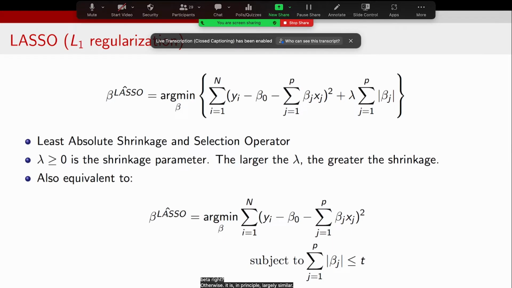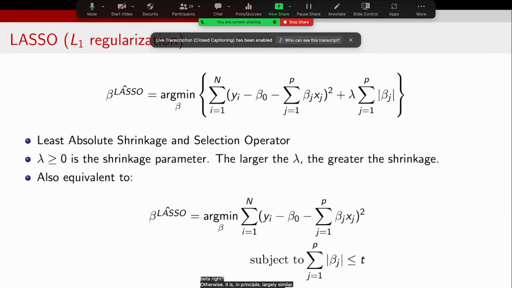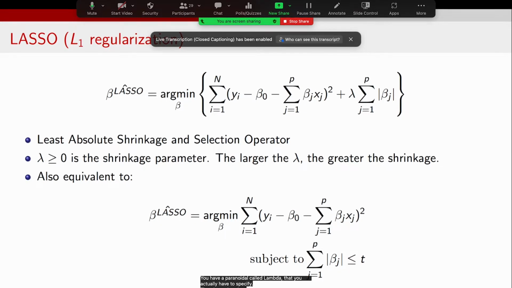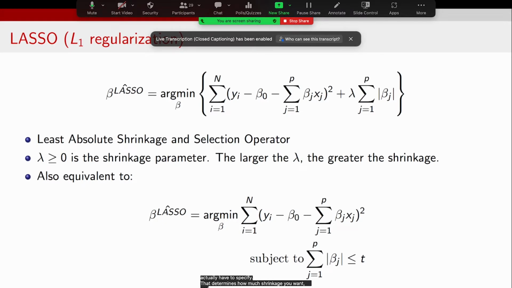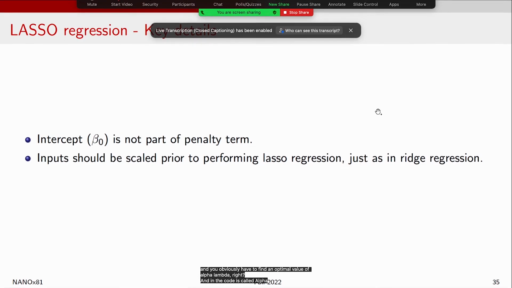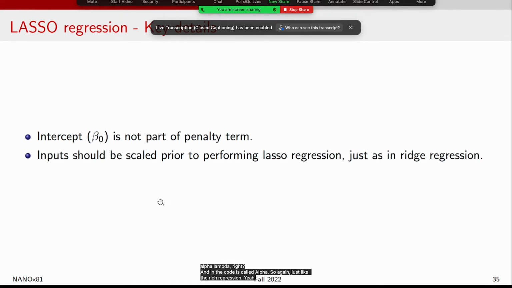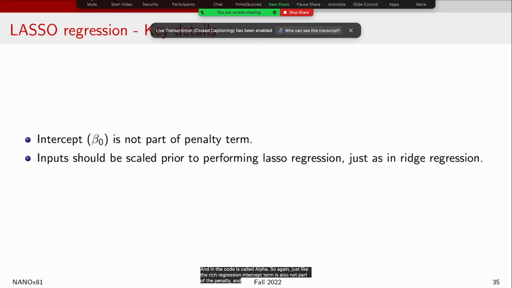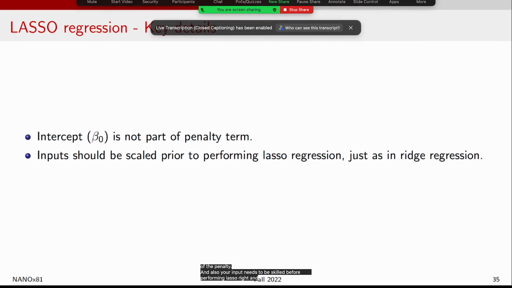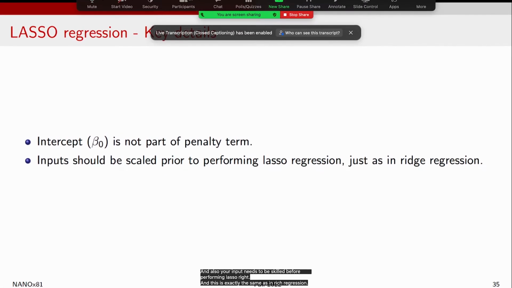It reduces the coefficients, and again, you have a parameter called lambda that you have to specify that determines how much shrinkage you want, and you obviously have to find an optimal value of lambda, which in the code is called alpha. Again, just like ridge regression, the intercept term is not part of the penalty, and your inputs need to be scaled before performing lasso. This is exactly the same as in ridge regression, for exactly the same reasons.